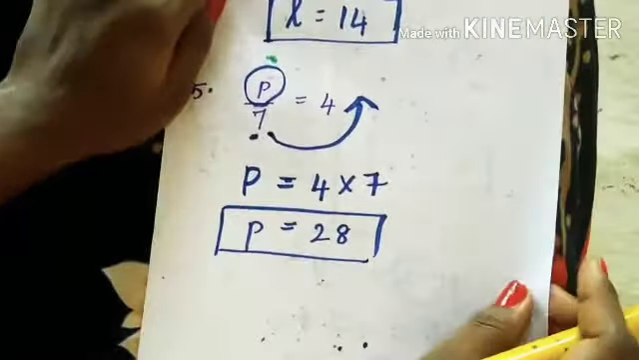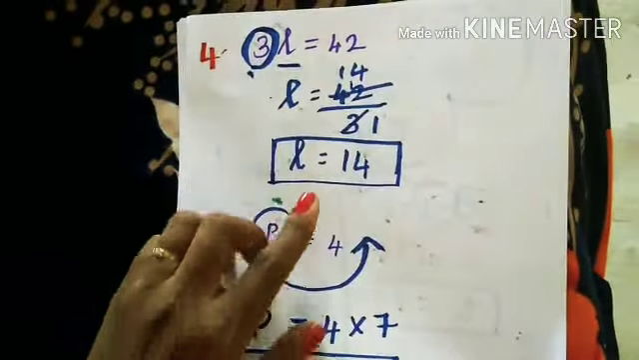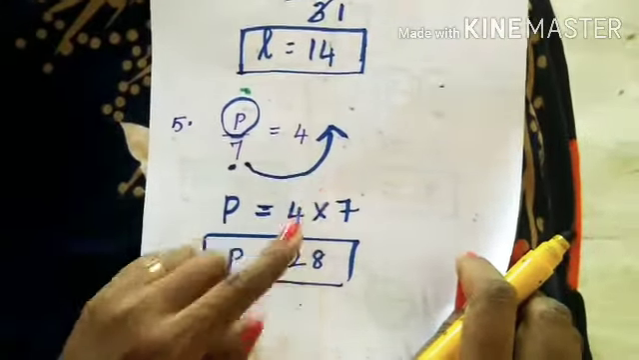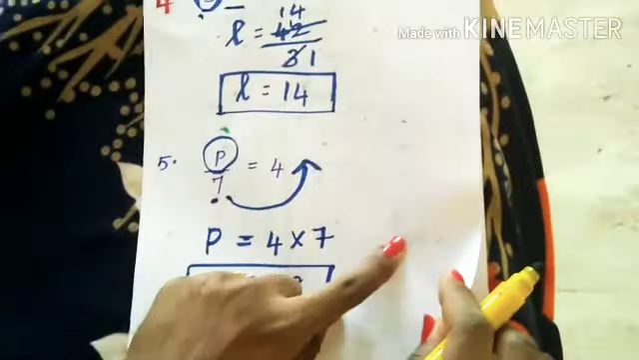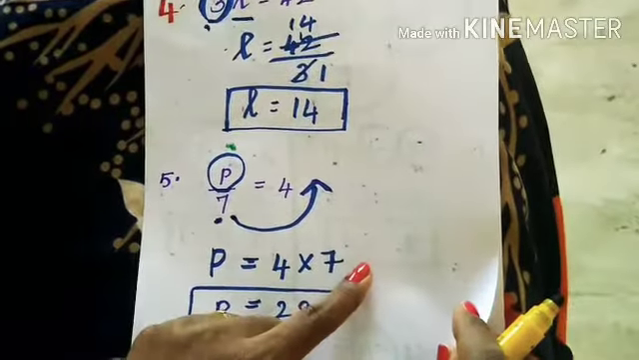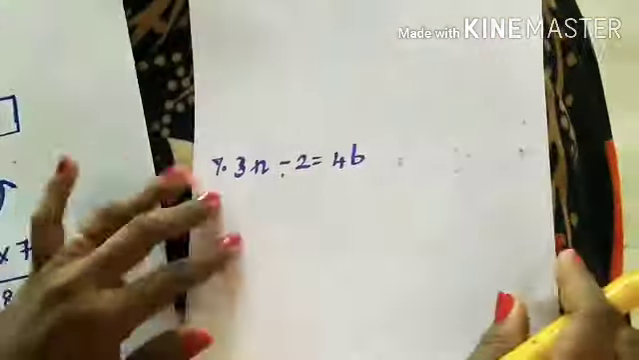Multiplication on this side, when it goes to the other side of the equation, becomes division. Division, when it goes to the other side of the equation, becomes multiplication. Similarly, addition, when it goes to that side, becomes subtraction. Subtraction on this side, when it goes to the other side of the equation, becomes addition. Okay, next problem.